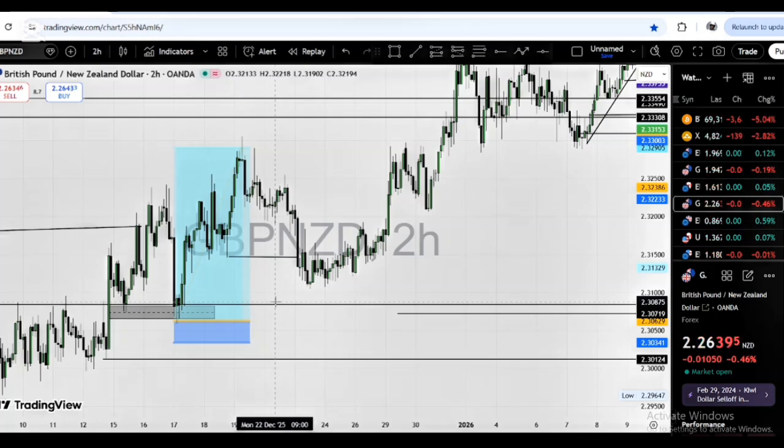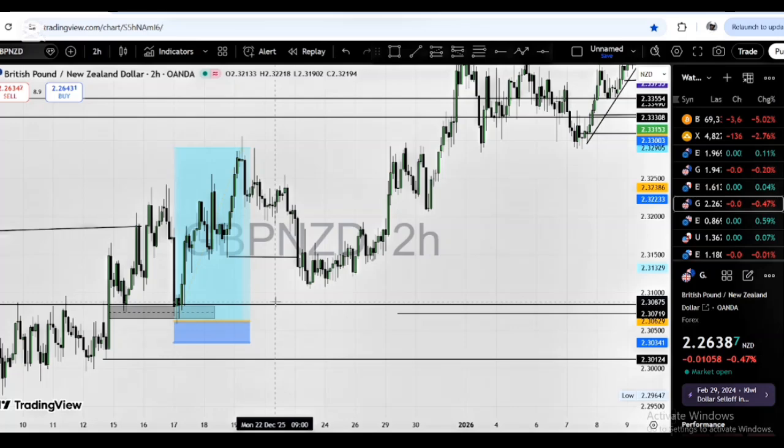Use a Fibonacci tool from the recent low to the recent high. Most of you don't know how to use the Fibonacci retracement, so we'll be teaching about the Fibonacci retracement. We'll be taking a look at that particular indicator, right?